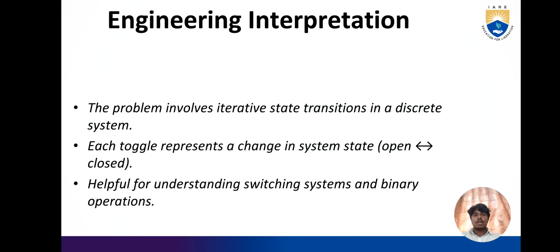The additional insight is that 10 lockers remain open at the end. This problem is often used to illustrate concepts in number theory, particularly divisors and perfect squares. In general, the problem involves iterative state transitions in a discrete system. Each toggle represents a change in system state, open and closed, helpful for understanding switching systems and binary operations.